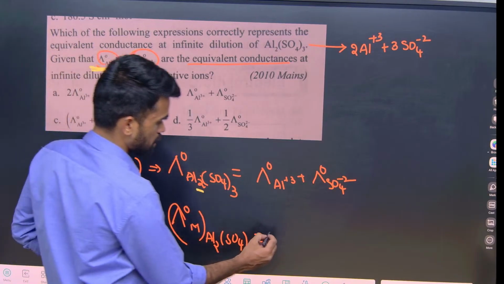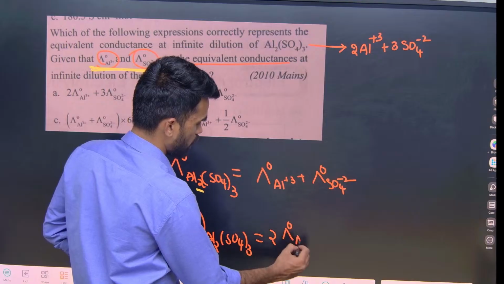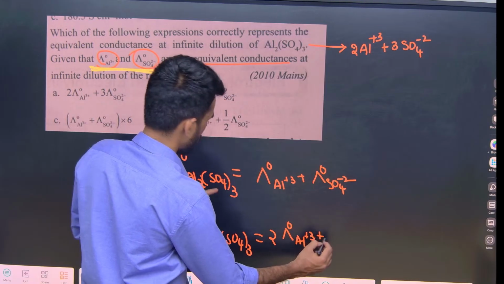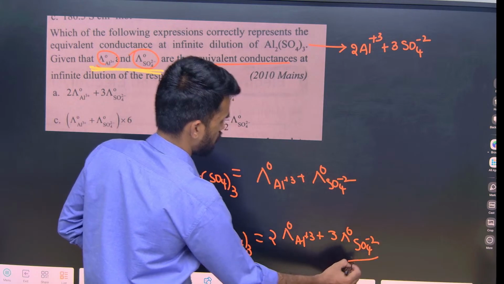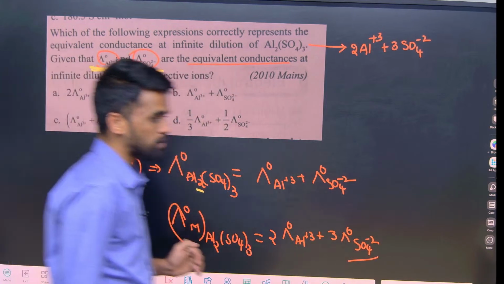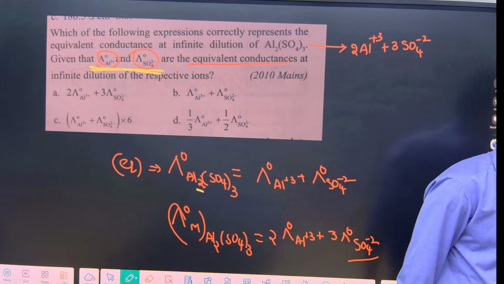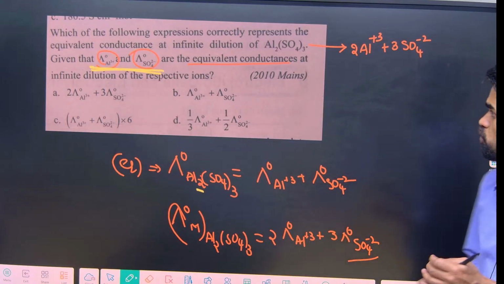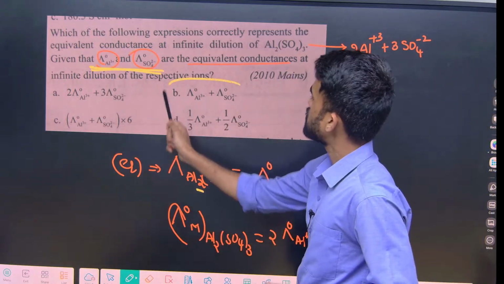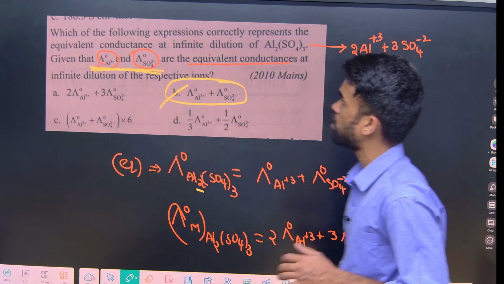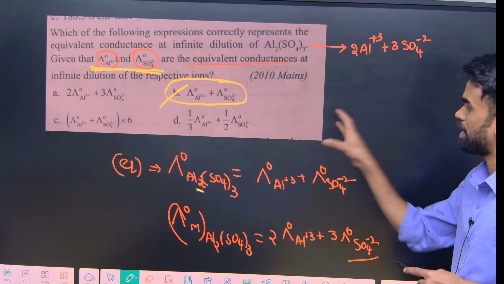So 2 ions are there now, 2 into λ° of Al³⁺, plus sulfate ions are 3 λ° of SO₄²⁻, like this. This is a small difference you need to remember here. Right, let's move forward. So as per the question, what is your answer? Option B is your answer, because they are asking about equivalent conductance for that electrolytic solution.